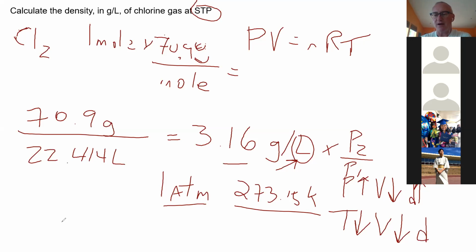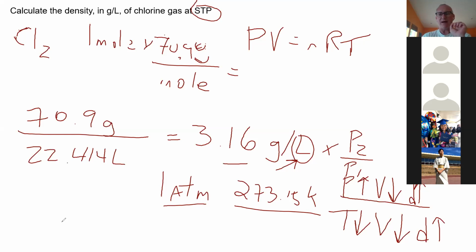So the volume goes down, what happens to the density? Same thing that happened here. Pressure went up, volume went down, density went up. Here we've got the temperature goes down, volume goes down. What happens to the density? It goes up. Whenever the volume goes down, the density goes up. Doesn't matter how.